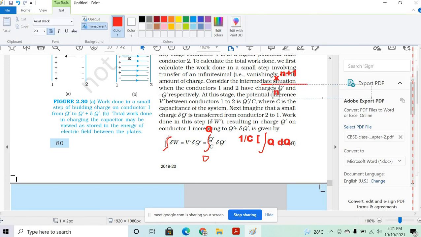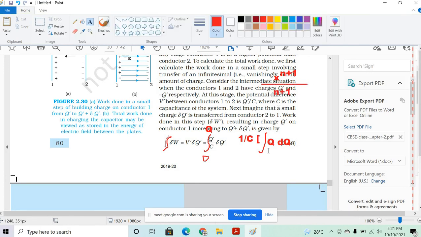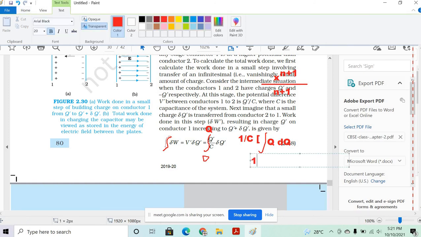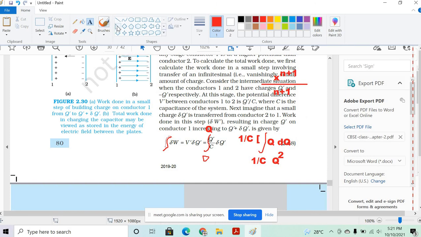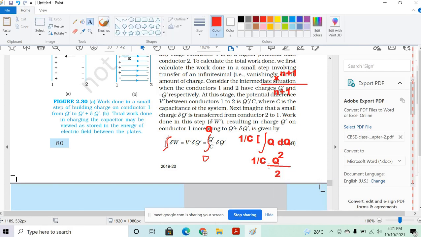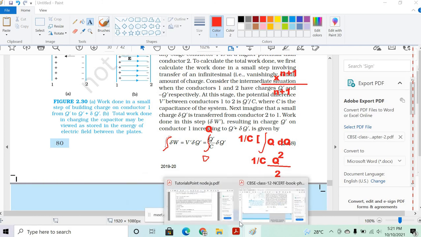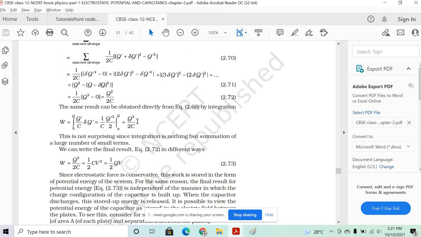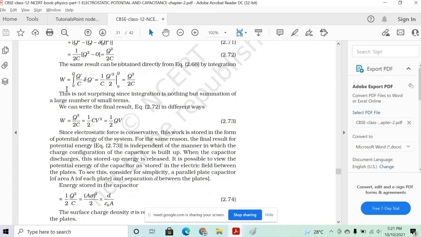So now here q power is 1, so it will become q power 2 by 2. Did you understand? Q power 2 by 2 you will get. So basically q square by 2c. Understood this part? So finally you will get the total energy stored is nothing but q square by 2c.